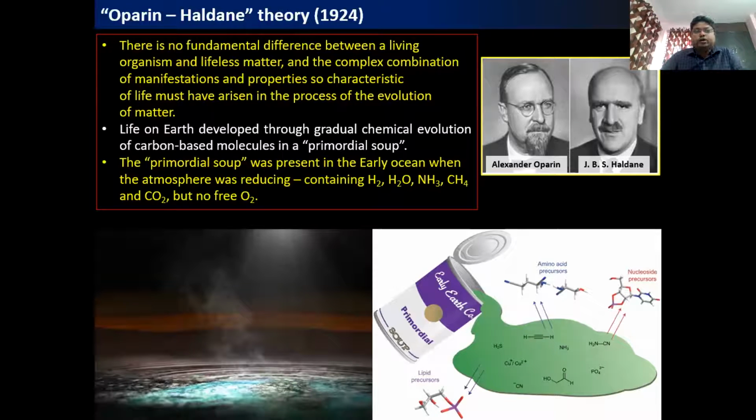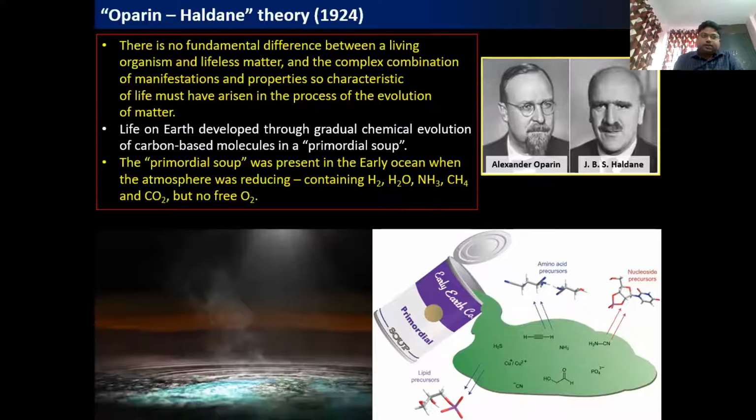I think many of you have heard of this word, primordial soup. And Oparin and Haldane, these two scientists, gave the composition of this primordial soup that was present in the early ocean, that means in the Archean ocean. It was mainly composed of H2, H2O, ammonia, methane, and carbon dioxide. But the most important thing is there is no free oxygen. As you may remember, the Great Oxidation Event happened around 2.7 billion years ago. So before that, there was no free oxygen. The Earth was mostly anoxic.